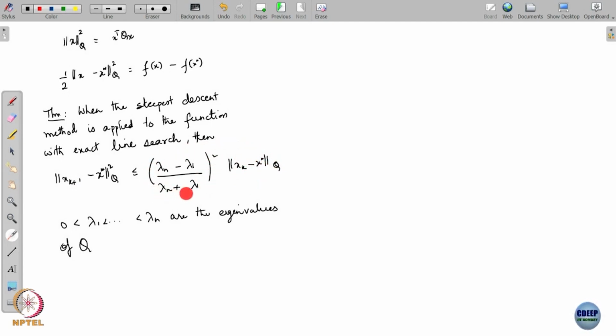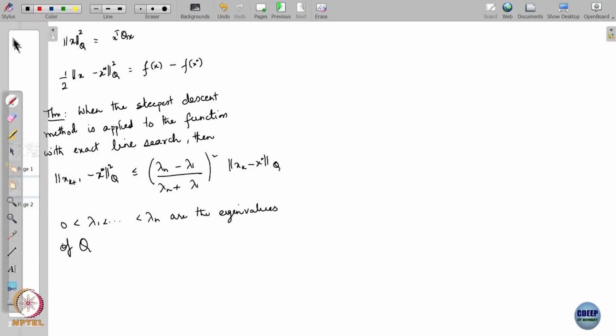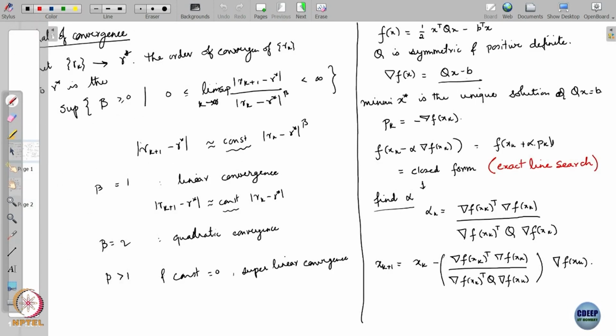And you can see what this constant is. This constant depends on the eigenvalues of Q. So, usually what happens when you run this sort of steepest descent algorithm on a quadratic function like this. Remember, this was a convex quadratic function, because I assumed that my Q is symmetric and positive semi-definite.